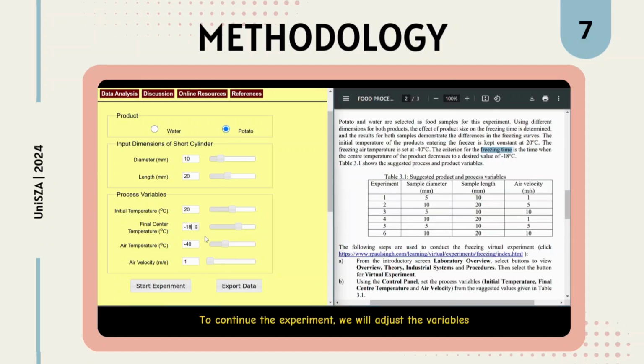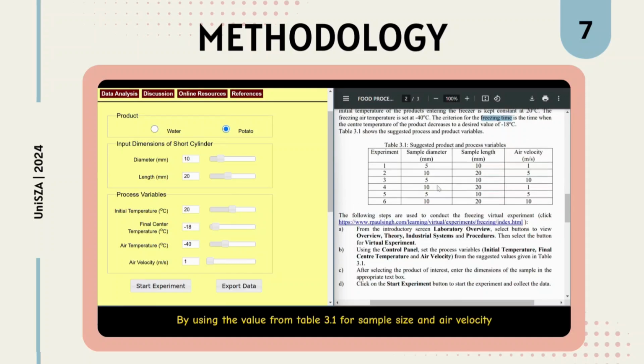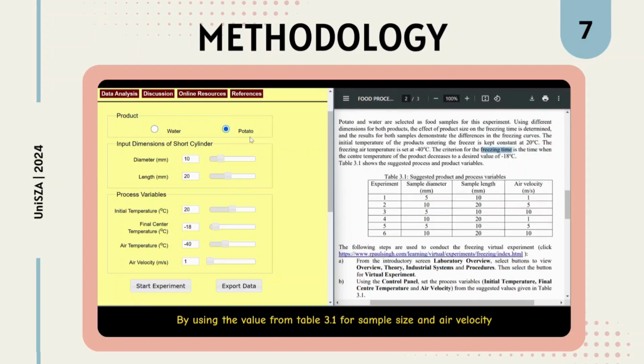Next, to continue the experiment, we will adjust the variables by using the values from Table 3.1 for the sample size and air velocity. First, set the diameter at 5 and the length at 10, and then set the air velocity at 1.